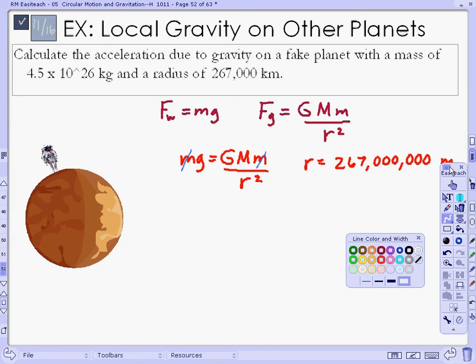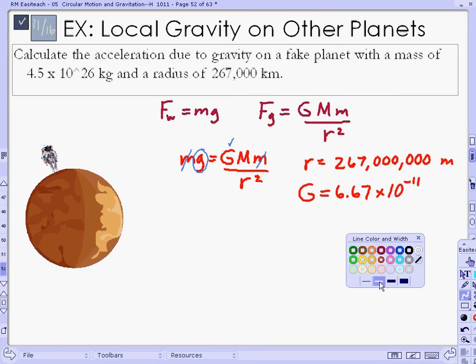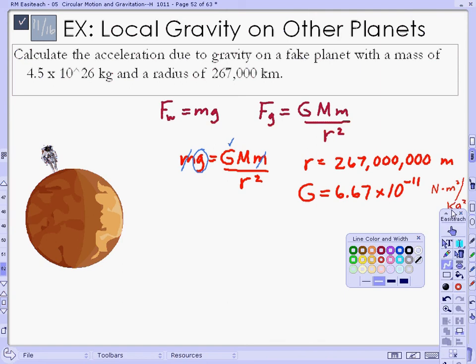So now I simply plug in, and I'm not going to write those numbers in. I'm just going to go over here and indicate that this is what we're trying to find. This is known. It's 6.67 times 10 to the negative 11th. I'll write that one over here. G is 6.67 times 10 to the negative 11th. And it's got those ugly units of Newton meters squared per kilograms squared.